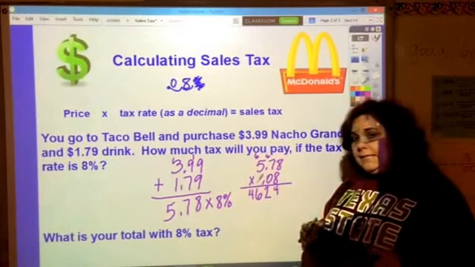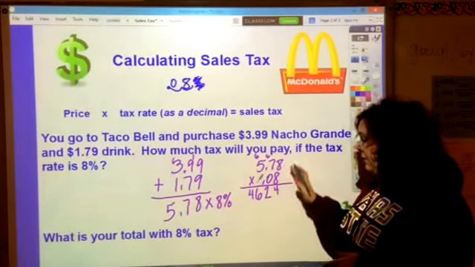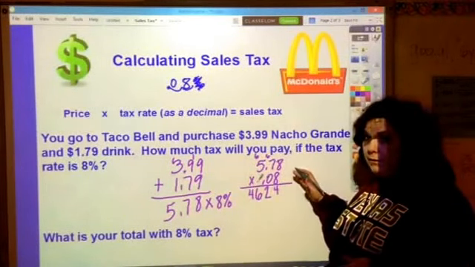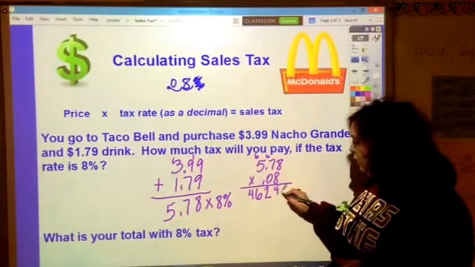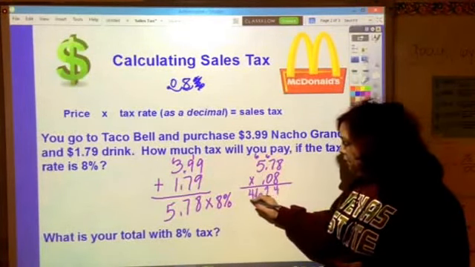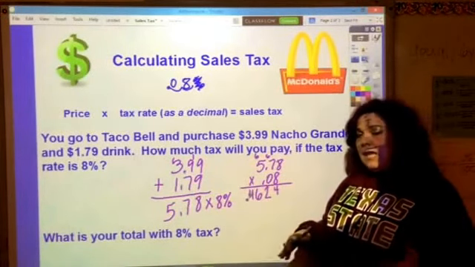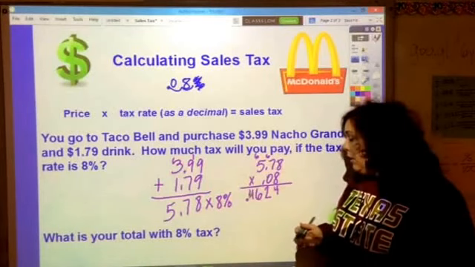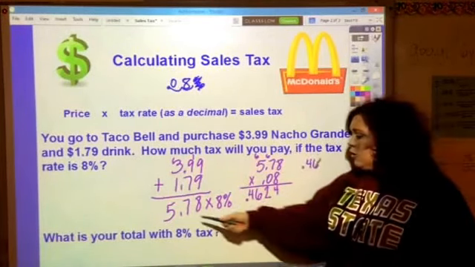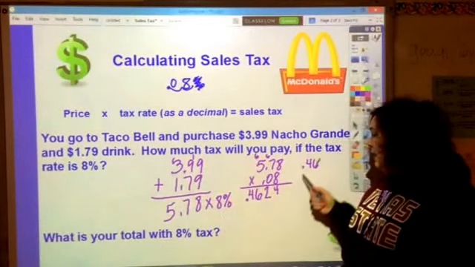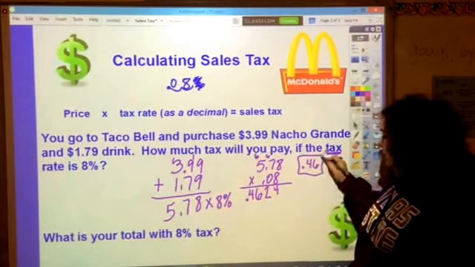Now to place my decimal point, I have to count how many positions after my decimal point in my problem. So that's 1, 2, 3, 4. So I start here and I go 1, 2, 3, 4 and place my decimal point. Well, this is a lot of extra, and this happens with sales tax, so it's rounded. So this would be 46 cents. So on a purchase of $5.78, the tax would be 46 cents.